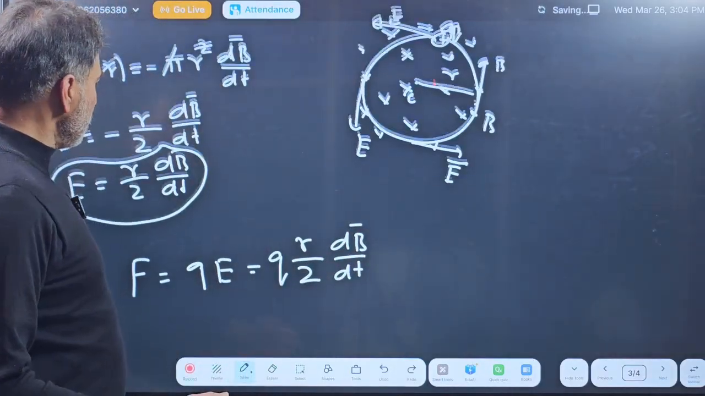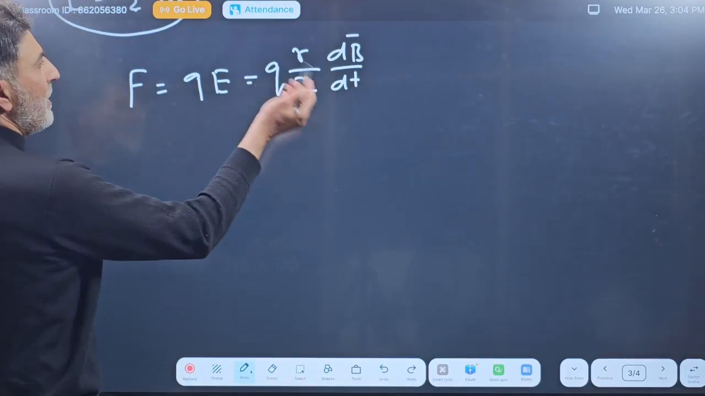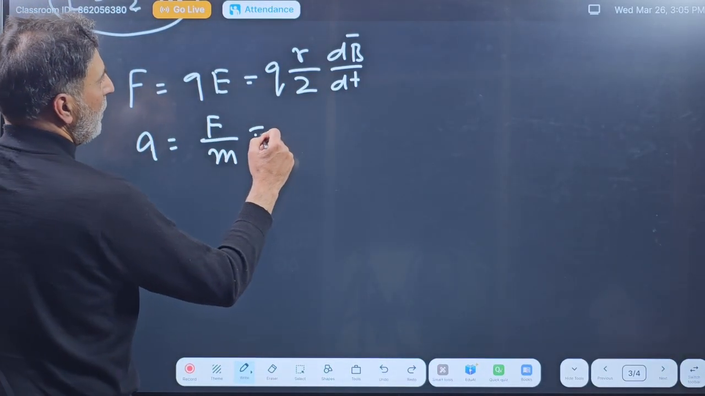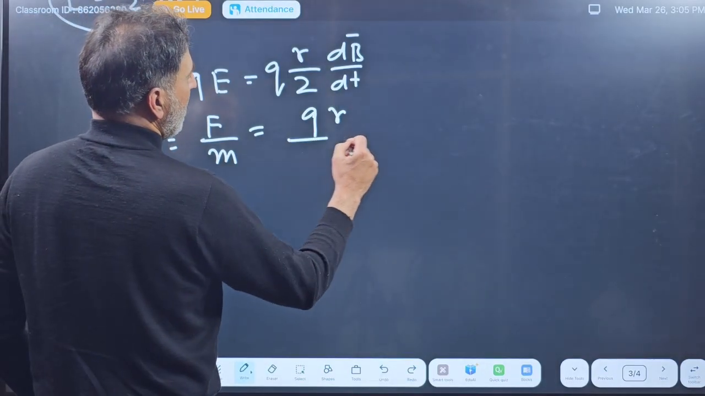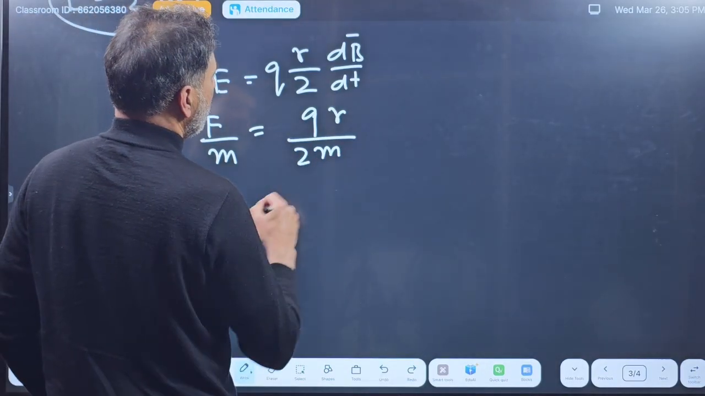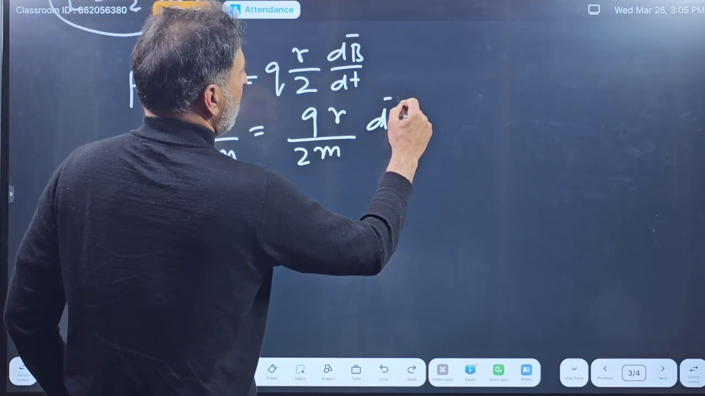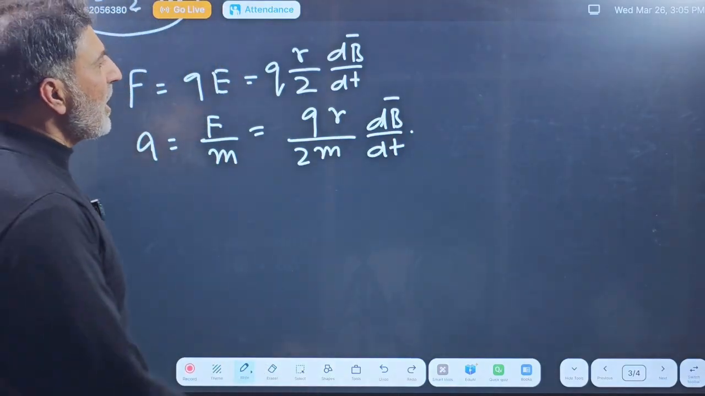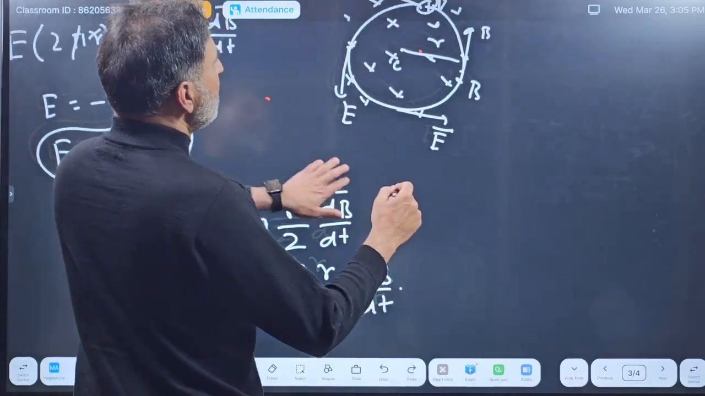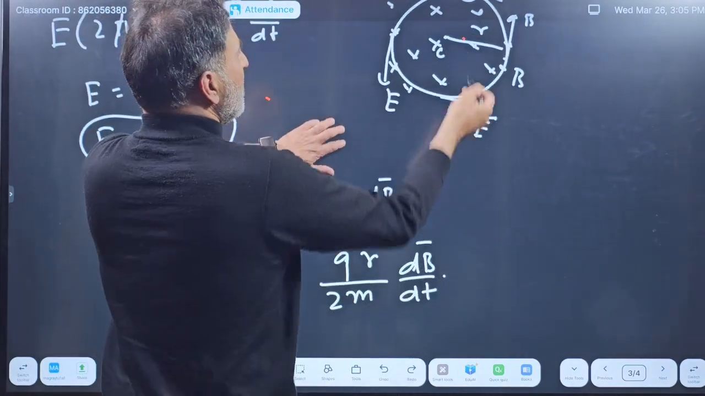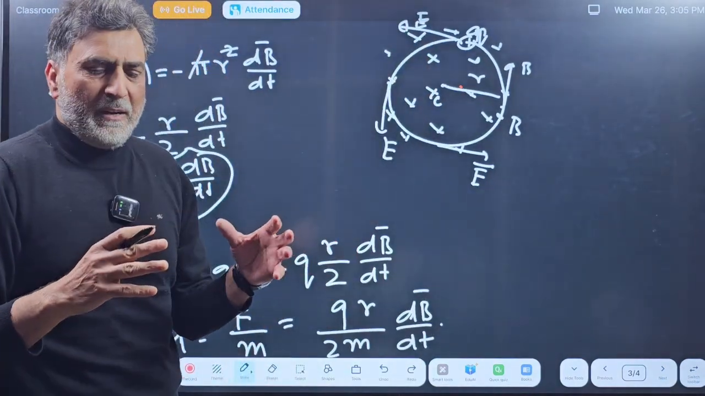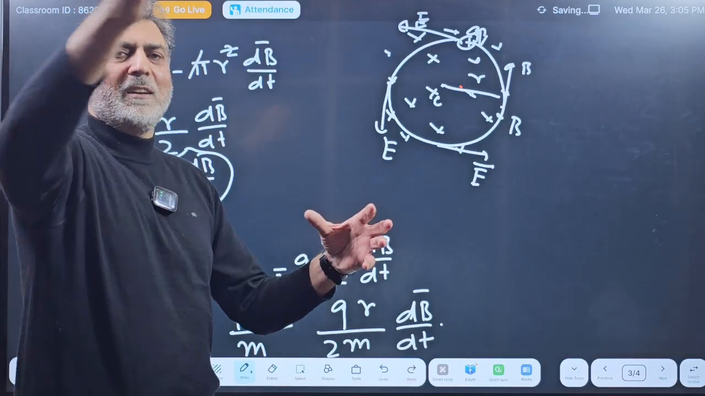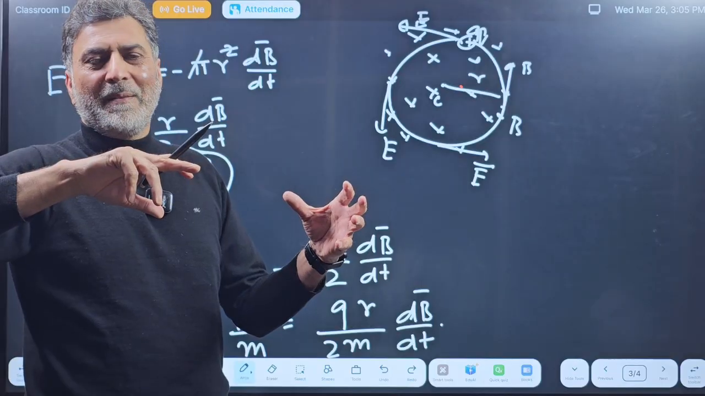So what should be the acceleration of the charge? The acceleration is F by m, as we all know, that is Q r by 2m dB by dt. Right? So the charge gets accelerated. Its speed increases. So with the increase in speed, there's a possibility that the charge may fly away and begin to move in a bigger circle, right?